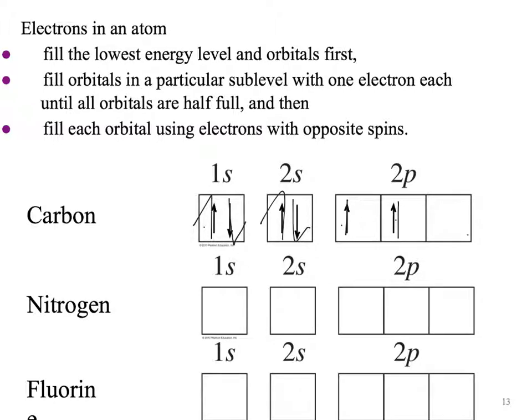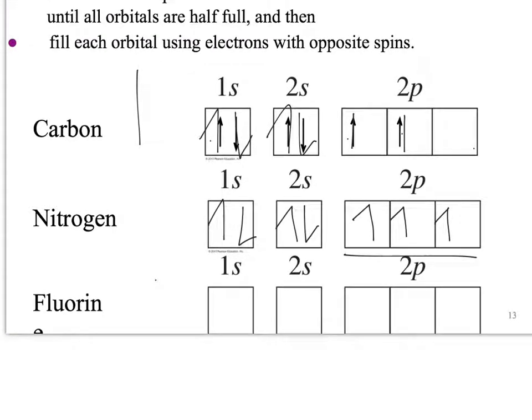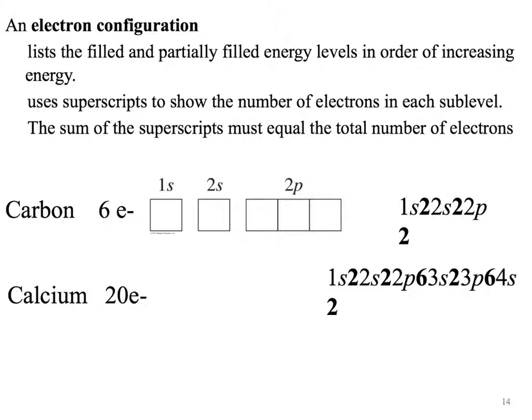So let's take a look at nitrogen. Nitrogen has 7. So when we do nitrogen, we do 1, 2, 3, 4, 5, 6, and 7. Again, you put 1 in each before you start pairing. And for fluorine, we have 9, so it will be 1, 2, 3, 4, 5, 6, 7, 8, 9.